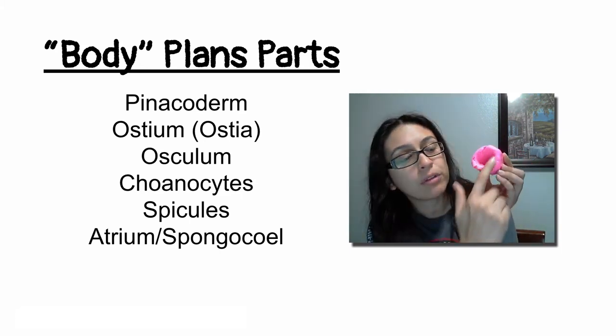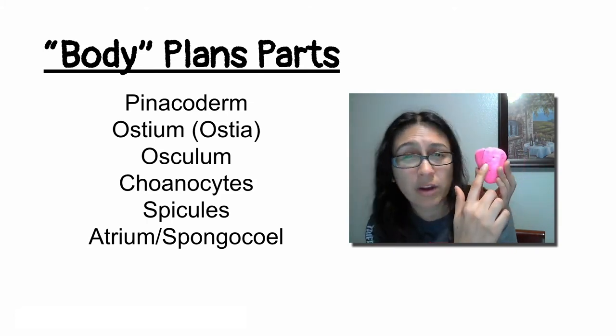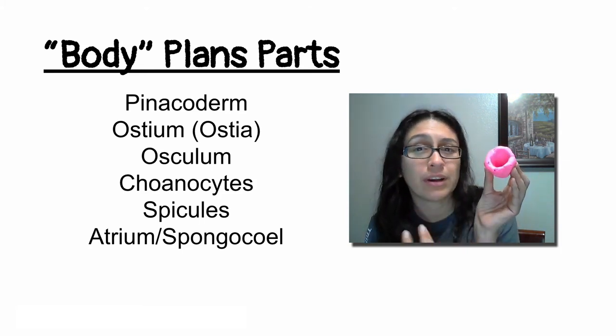The osculum are the larger openings that allow water to exit from the sponge. So ostia allow water to enter. Osculum is where the water exits.